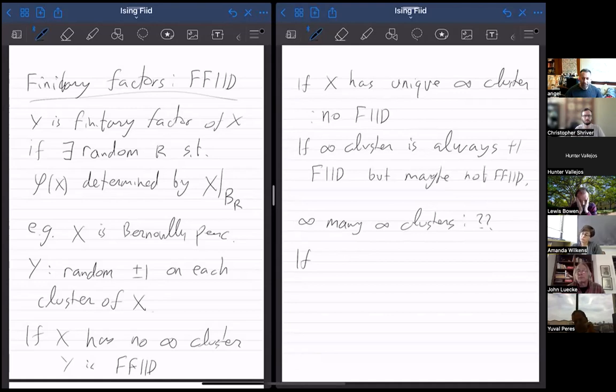So that's a very brief review of factors and finitary factors. And okay, now a second question.